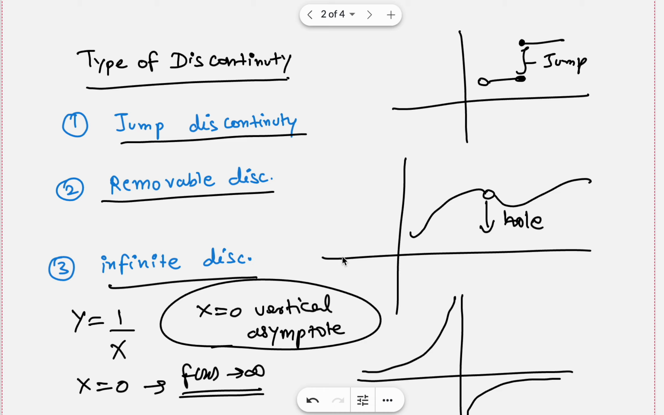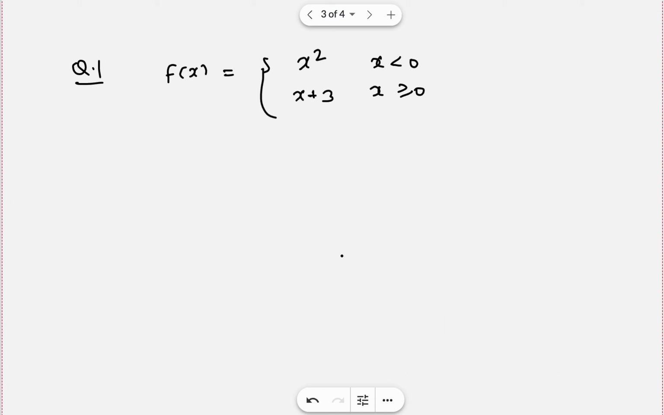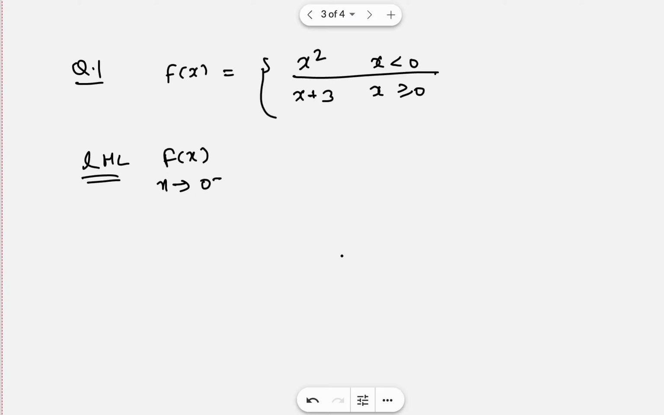Now we'll solve one or two examples on this concept. The first example: f(x) is equal to x square for x less than 0, and it is equal to x plus 3 for x greater than or equal to 0. To determine the left hand limit, f(x) for x tends to 0 minus, we have to use this function, because we use this for x less than 0.